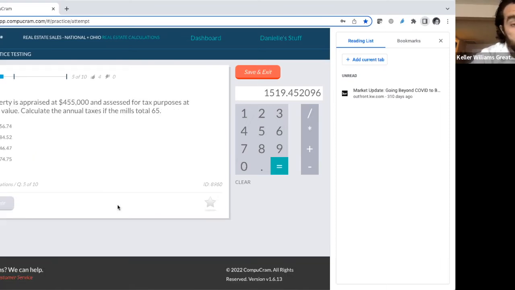All right. Some millage, another millage opportunity. Property is appraised at $455,000 and assessed for tax purposes at 53% of value. Calculate the annual taxes if the mills are 65. So annual taxes, 65 mills. Take a minute, work through it.